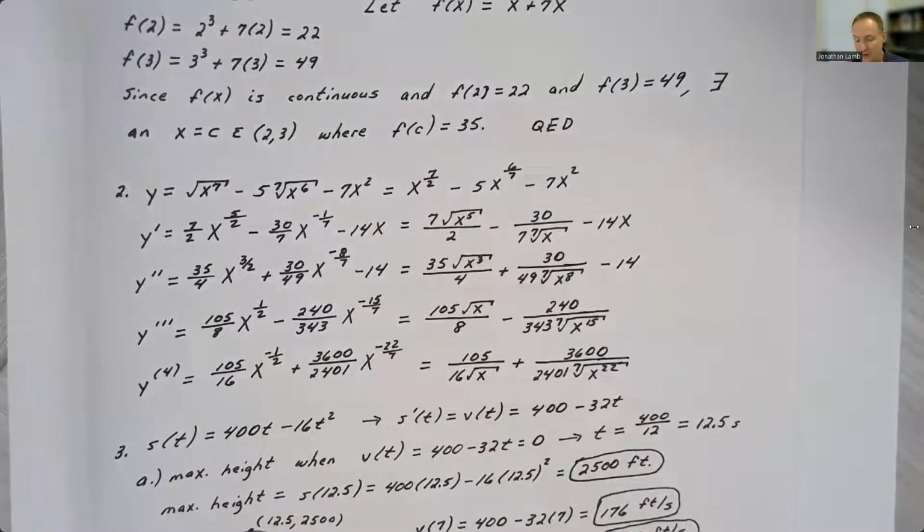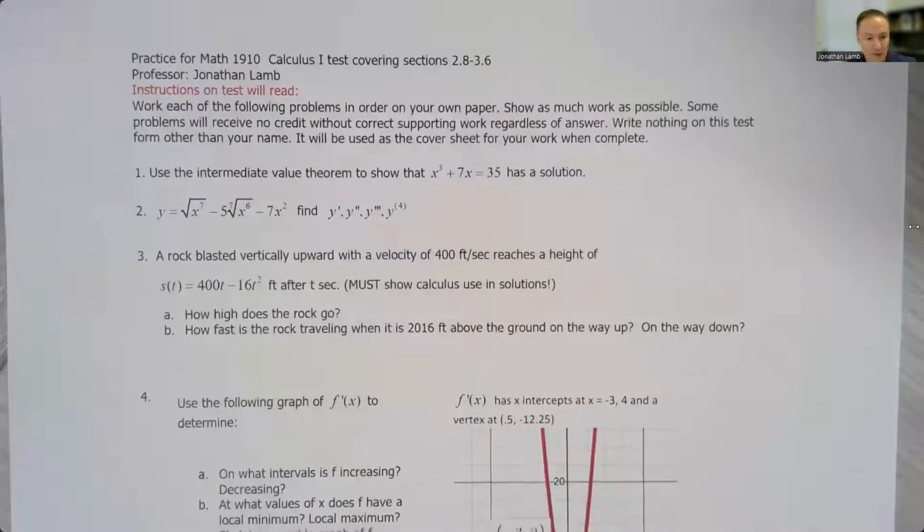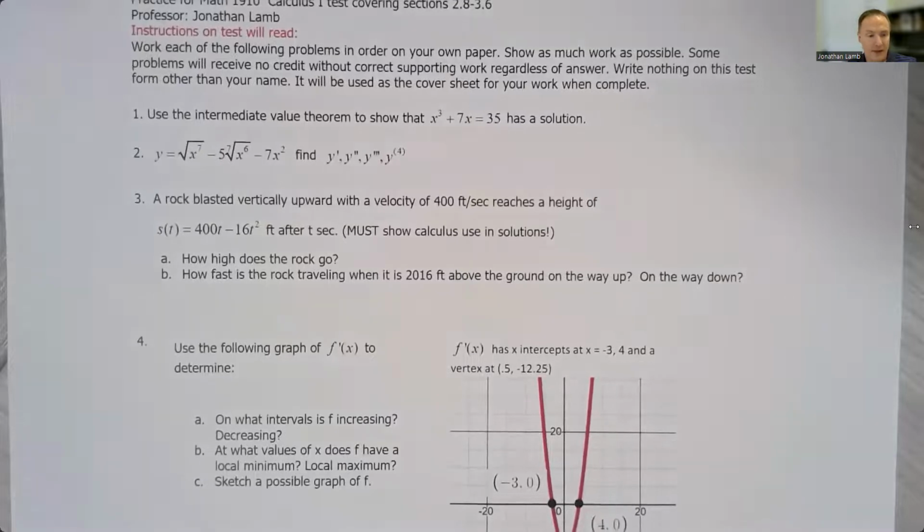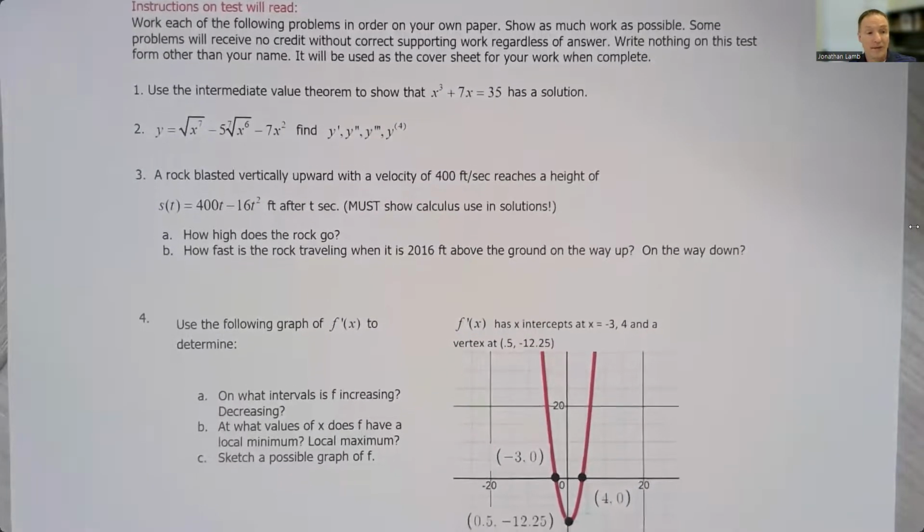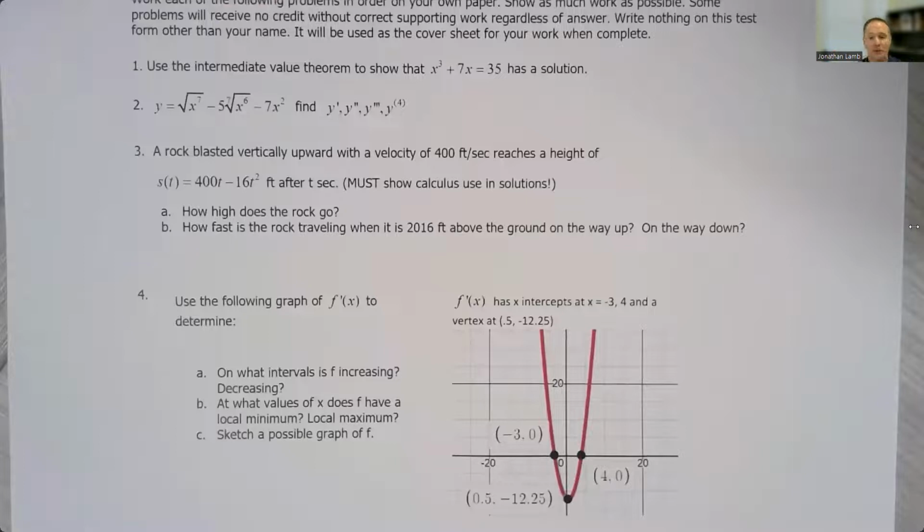For the next one here, we have our physics application problem. It says you have a rock that's being blasted vertically upward with a velocity of 400 feet per second. I give you a position function. Position at time t is 400t minus 16t squared after t seconds. And I say you must show calculus in solutions. I know some of you are in the applied classes where you memorize the formulas and stuff. I need to see the derivative taken specifically for the velocity function here.